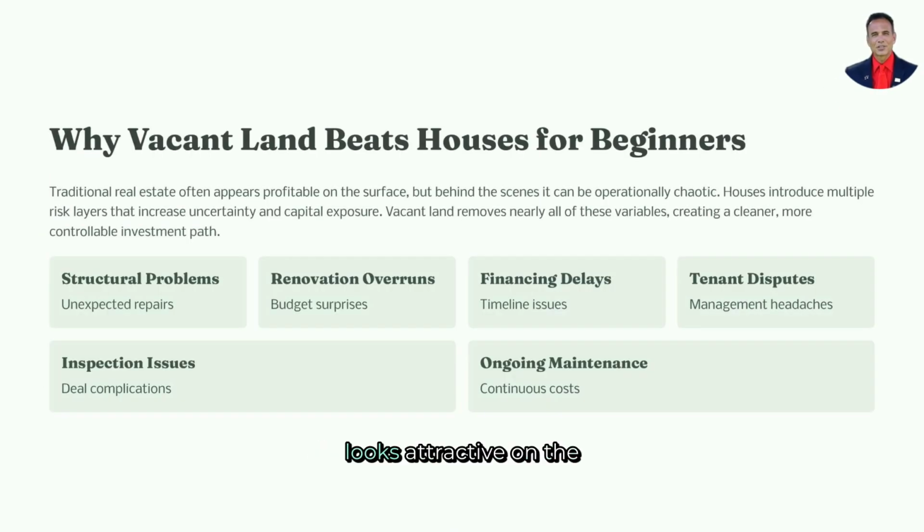Traditional real estate often looks attractive on the surface, but houses introduce multiple layers of risk. Structural problems, renovation overruns, financing delays, tenant disputes, inspection issues, and ongoing maintenance costs can quickly reduce profit margins and increase stress. Vacant land removes nearly all of these variables. There's no building to repair, no renters to manage, and no continuous upkeep expenses. What you're buying is a simple, undeveloped asset. For beginners, fewer moving parts mean greater control, and greater control reduces risk. When complexity decreases, confidence and scalability increase, especially in your early deals.